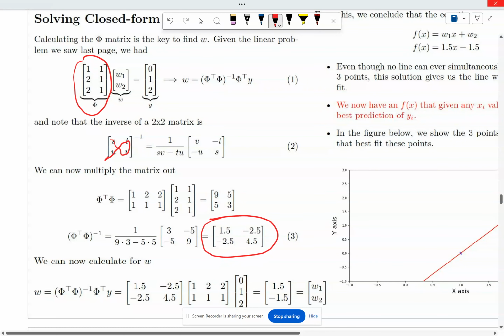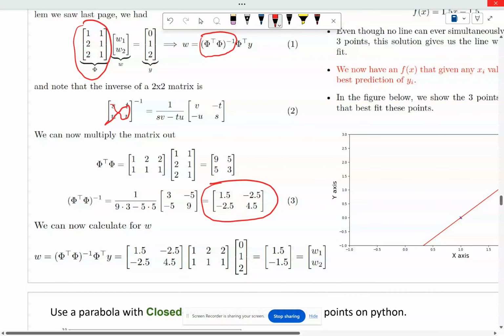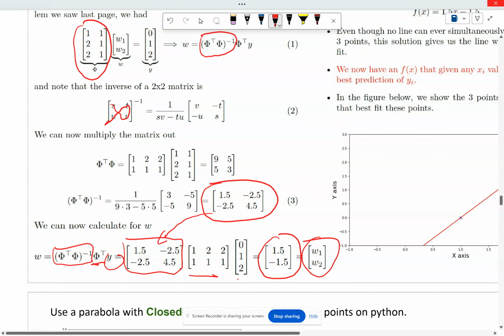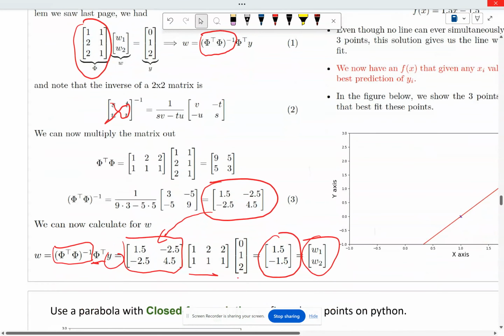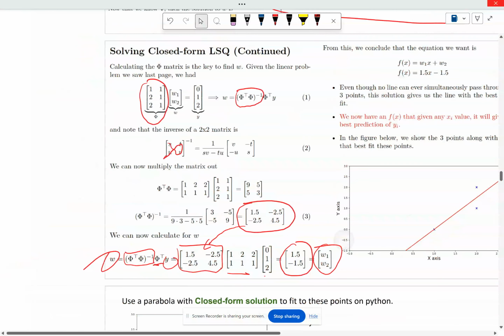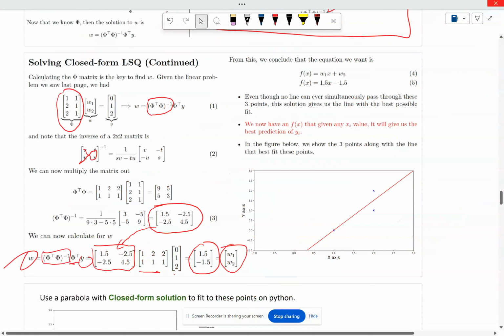So now we've calculated this whole thing. We can now plug it into the equation. We know this part, which is this part, and then we multiply by phi transpose and y. When we multiply this whole thing together, we get 1.5 and negative 1.5, which give us the solution W1 and W2. All right, that's equal to W. And that's it. That's the second way of solving linear regression.